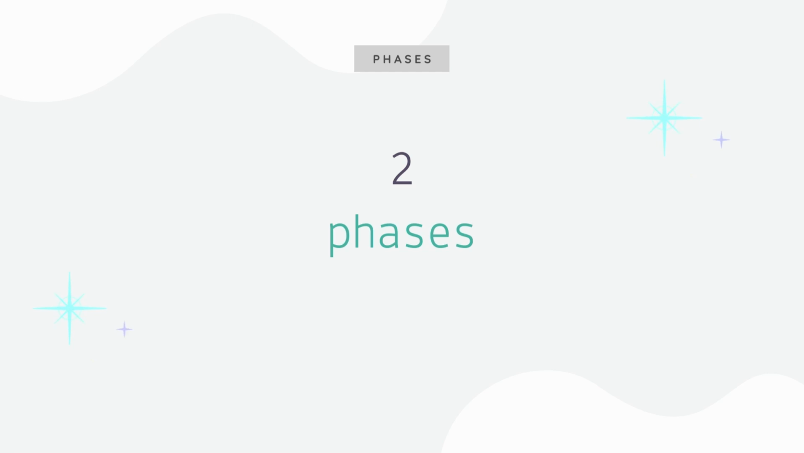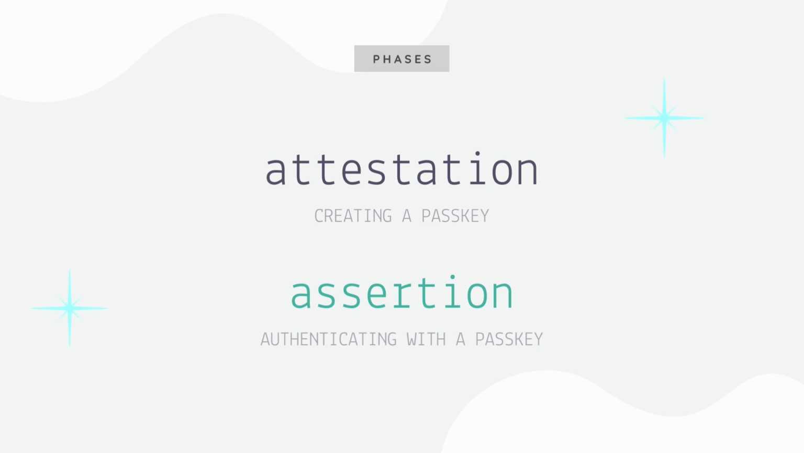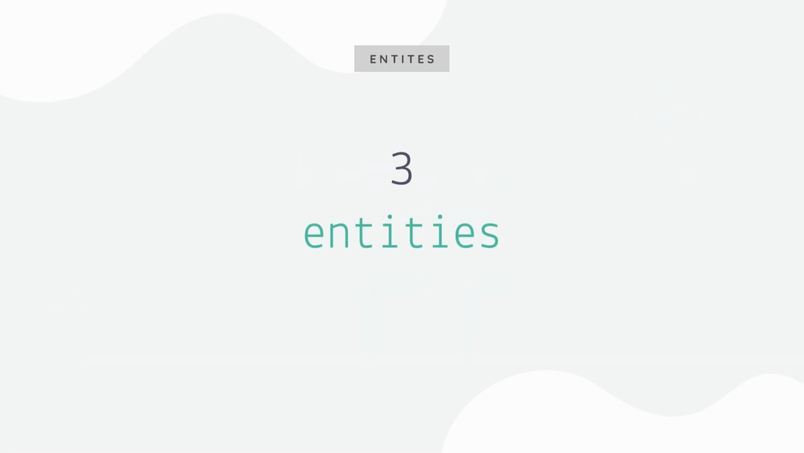Passkeys are used in 2 different phases. The first phase is the attestation phase where the passkey is created during the user registration process. The second phase is the assertion phase where the user's credentials are verified, allowing them to log in. During these 2 phases, there are 3 main entities involved.